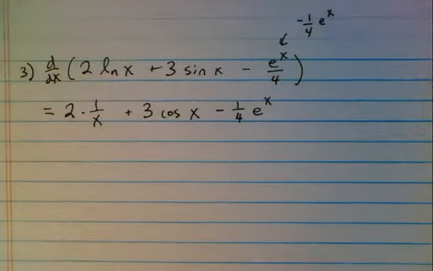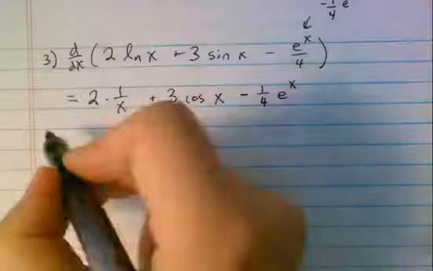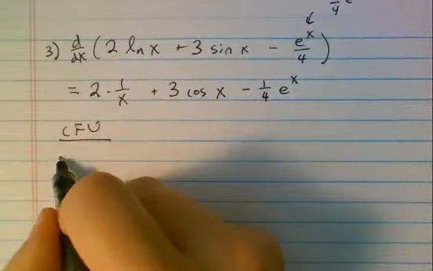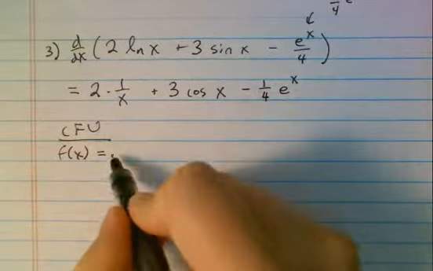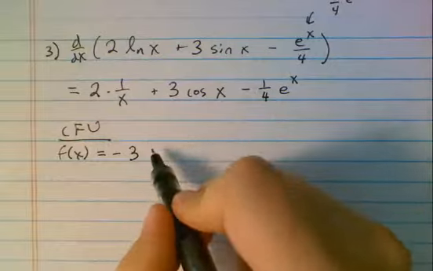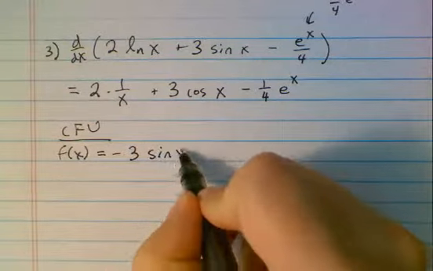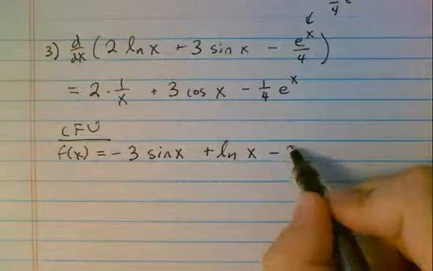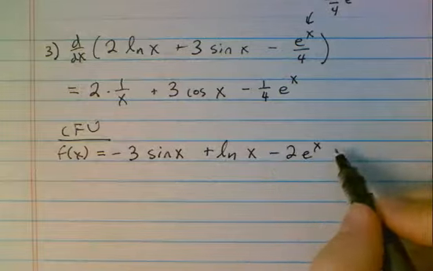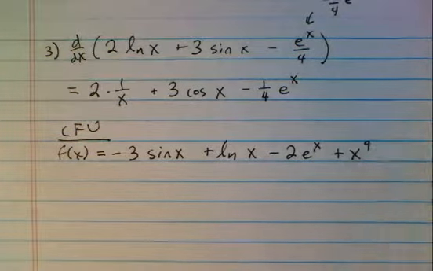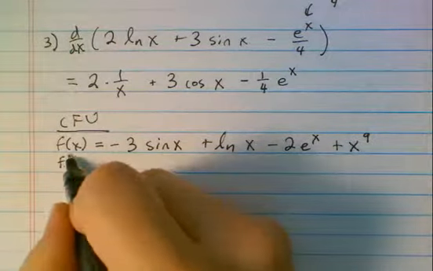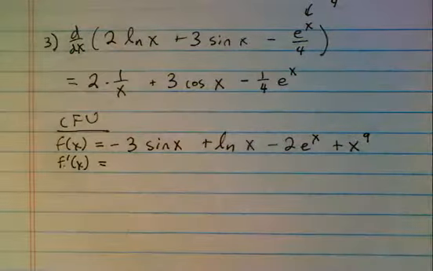So let's do a check for understanding problem, and then we're all done. If f of x equals negative 3 times the sine of x plus the natural log of x minus 2e to the x plus x to the 9th, find the derivative of f of x. Pause the video now.